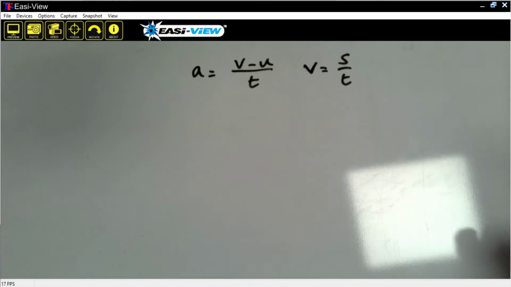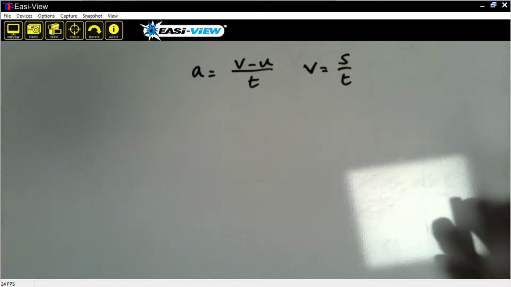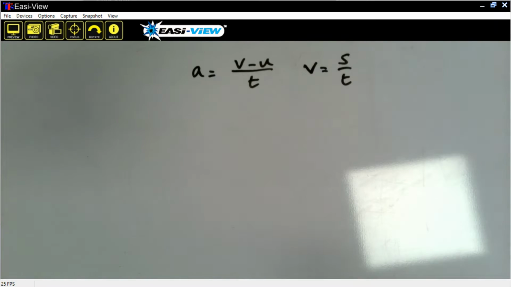So I'm doing this as the third equation of motion, and this one actually isn't on the formula and data booklet for AQA. But I think in terms of symmetry and in terms of completeness, it's one that is worth doing just so you're aware it's there.